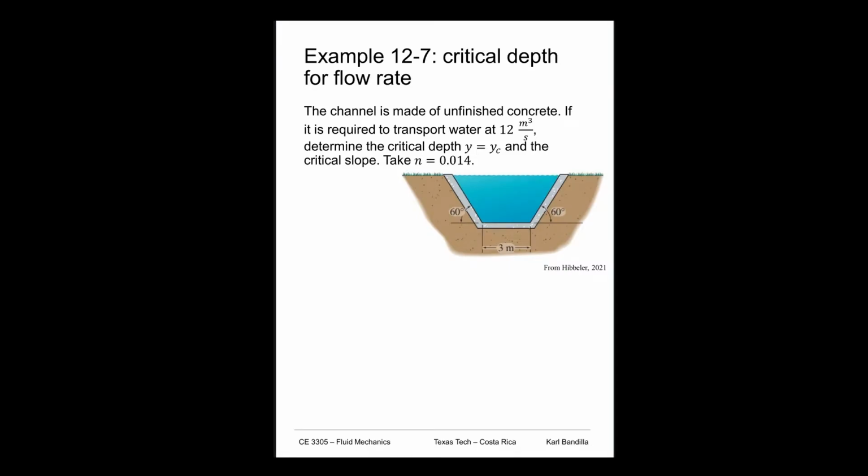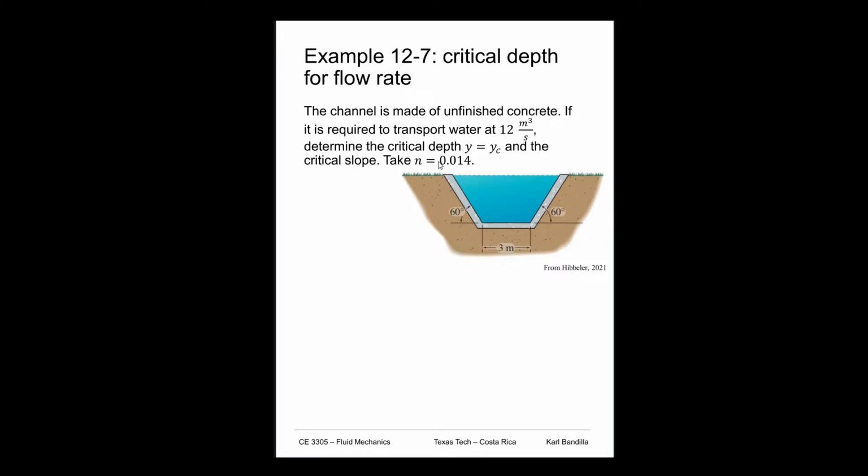This is example 12-7, the critical depth for flow rate. So we have this trapezoidal channel here, and we know that we need to transport 12 cubic meters per second of water. We're asked to find the critical depth and the critical slope, and we're given the surface roughness coefficient.